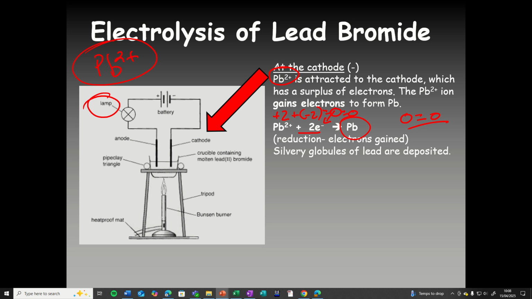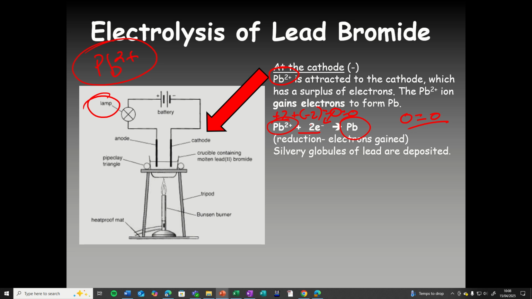You start with the ion on the left, you finish with the element on the right in its standard state, and then you work out the charges left and right and balance by using negatives, electrons only. Right, that lead therefore has gained electrons.